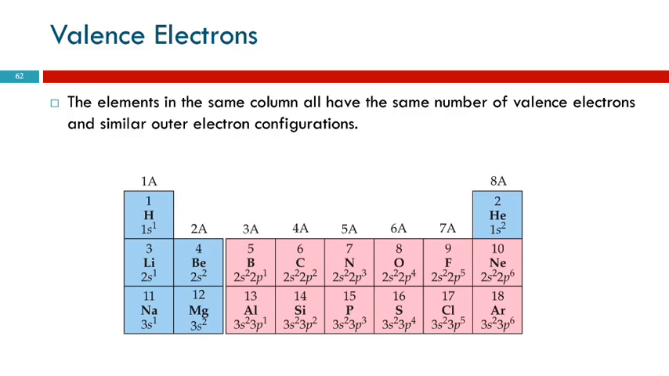So the reason that we see this periodicity in the properties, the reason that the group 1A elements have similar properties, they're all very reactive, is because they all have 1 valence electron. The reason that the noble gases are unreactive is that they all have 8 valence electrons, except for helium. But they have as many electrons in that highest level as are possible. You can't have more than 2 electrons in that first level.